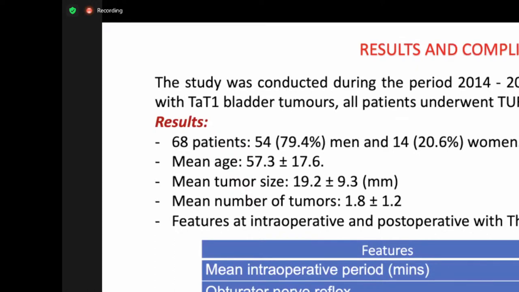Mean age was about 50 to 60 years old. Mean tumor size was about 19.2 millimeters. Mean number of tumors was about 1.8. Mean operative time was about 24.7 minutes. Obturator reflex was yes, bladder perforation yes, serious bleeding yes. For stop residues, bladder irrigation only 2 cases. Urethral catheterization was about 1.9 days.